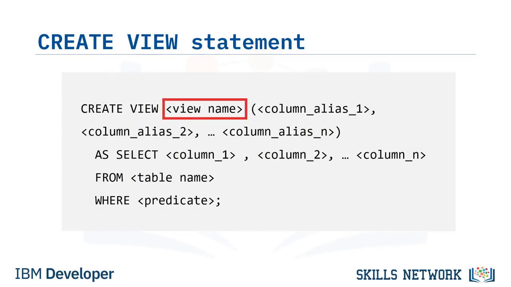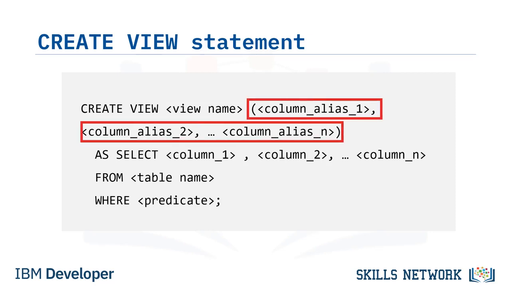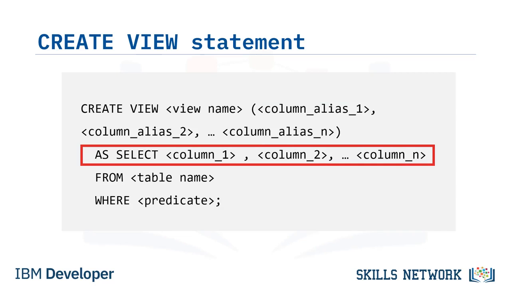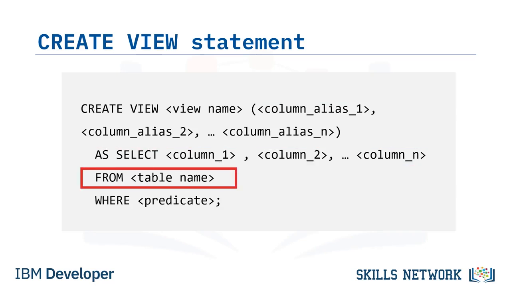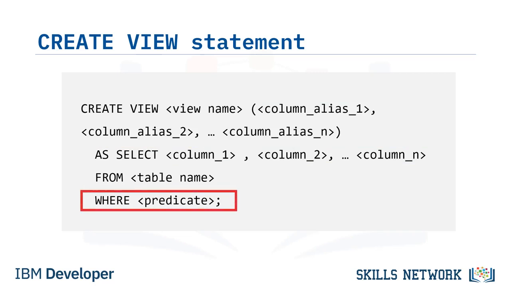To define a view, use the create view statement and assign a name, up to 128 characters in length, to the view. List the columns that you want to include. You can use an alias to name the columns if you wish. Use the as select clause to specify the columns in the view, and the from clause to specify the base table name. You can also add an optional where clause to refine the rows in the view.